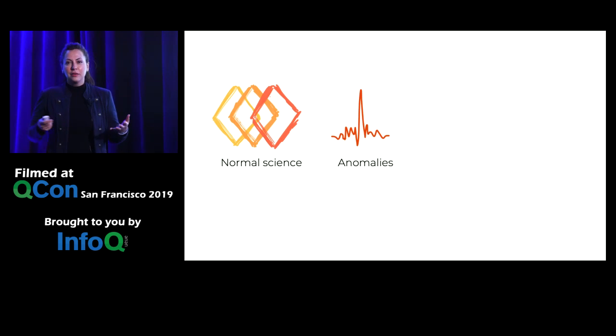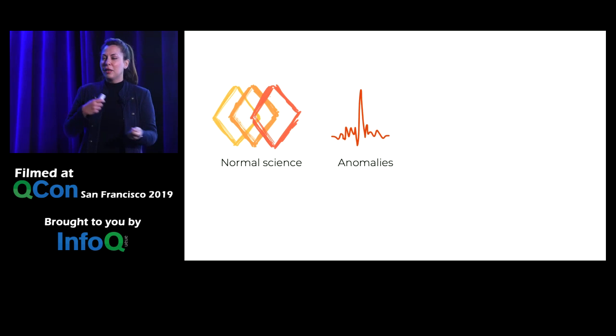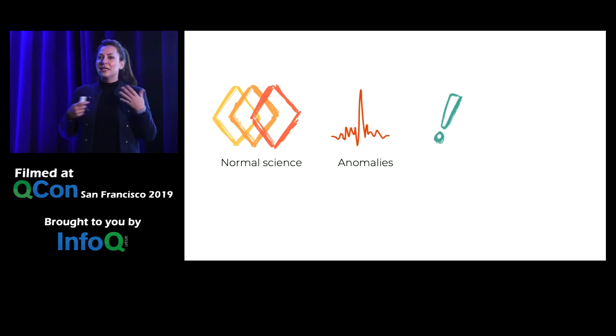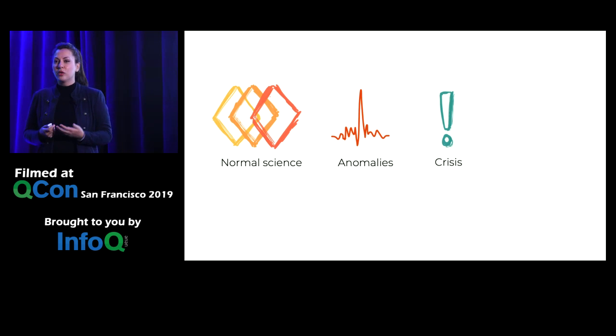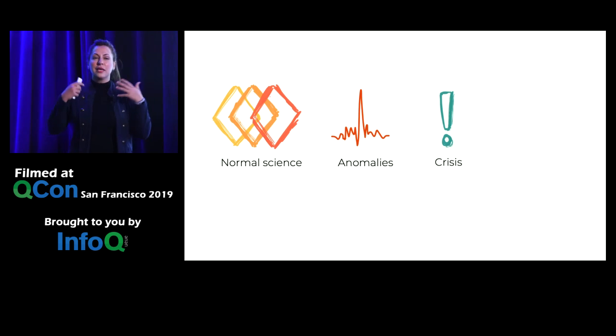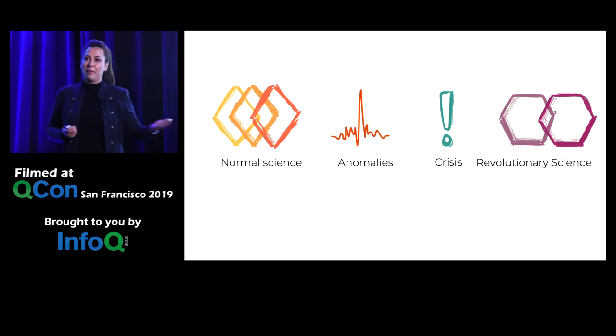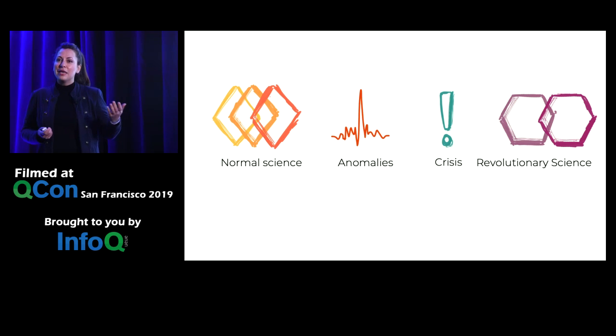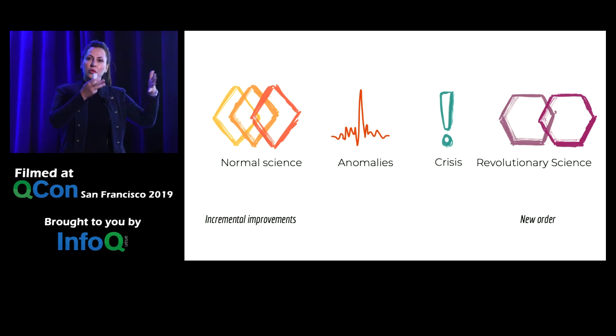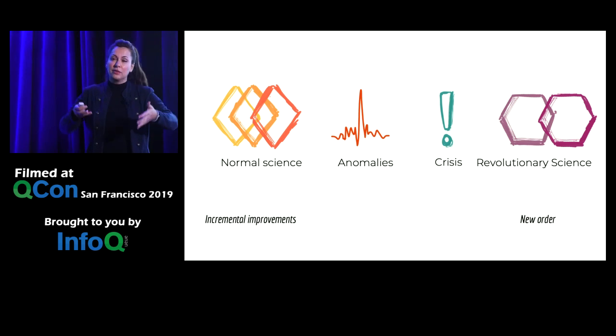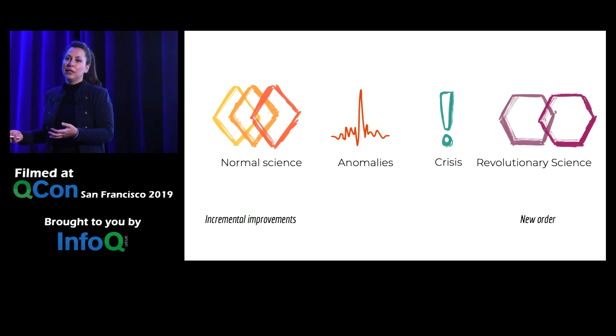And after that, they start running into anomalies. They're making observations that don't quite fit the current norm. And that's when they go into the phase of crisis. They start doubting what they believe to be true, and they start thinking out of the box. And that's where the paradigm shift happens, to revolutionary science. Essentially, we're going from incremental improvements in whatever scientific field we are in, to a completely new order.